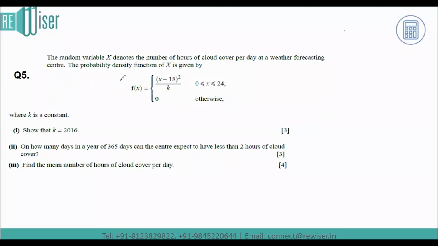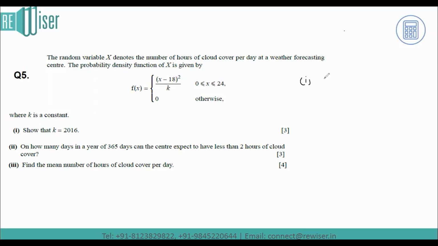Hello students. The question says that the probability density function of x is given as f(x) equals this between 0 to 24, and 0 otherwise, where k is any constant. So the first part of the question says, show that k equals 2016.